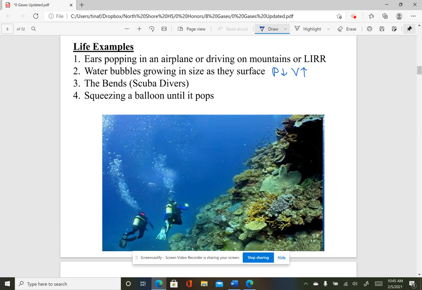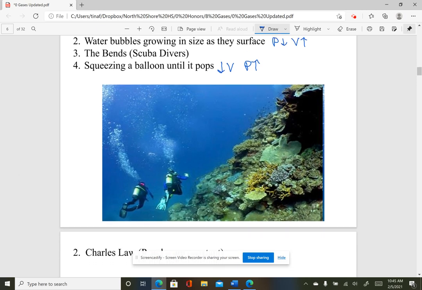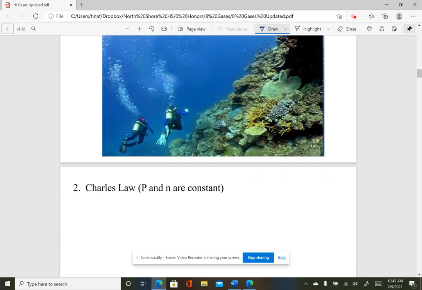So when you're squeezing a balloon, what you're doing is you're decreasing the volume. So what happens to pressure? Increase it until it pops. So these are just like opposite relationships. They do the opposite things as one another.